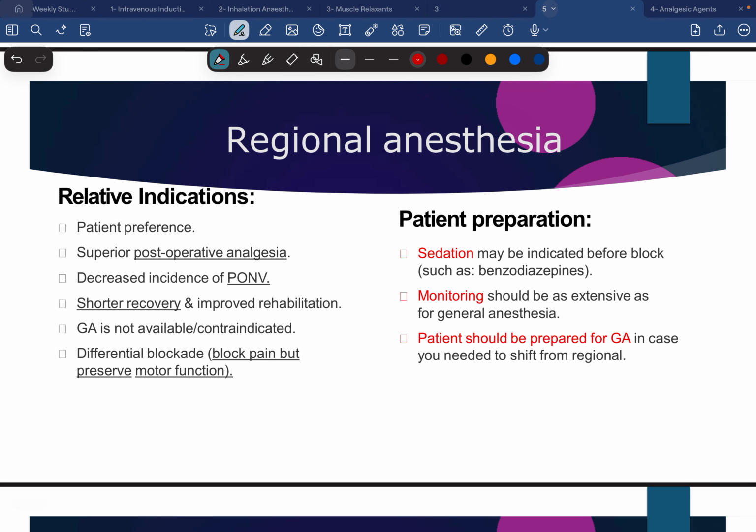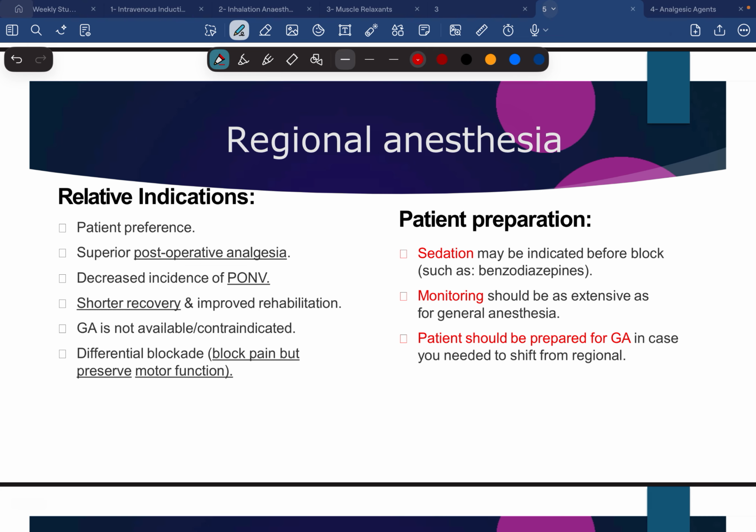Shorter recovery, improved rehabilitation, less risk of postoperative nausea and vomiting. GA not being available is an indication. In patients with high-risk cardiac or respiratory system diseases, we prefer to do regional if it's an option. If it will cover the surgery properly, then it's a very good option.